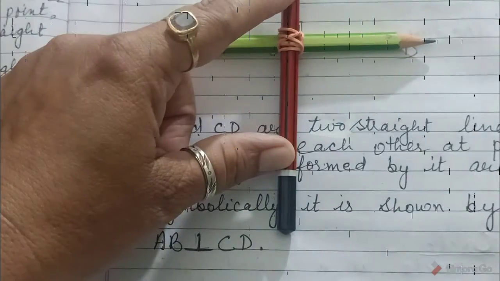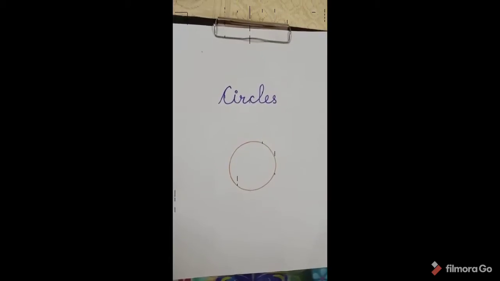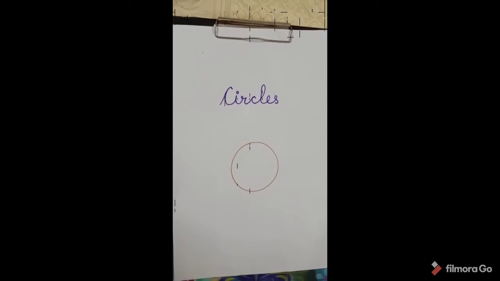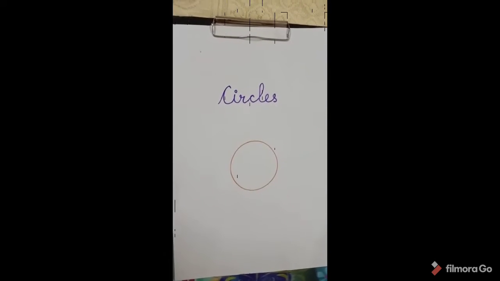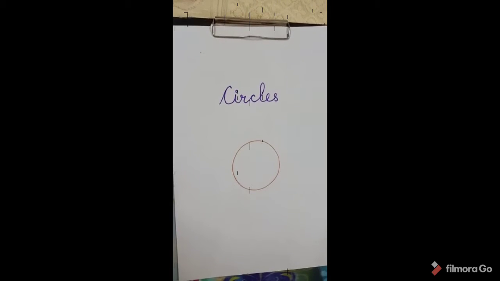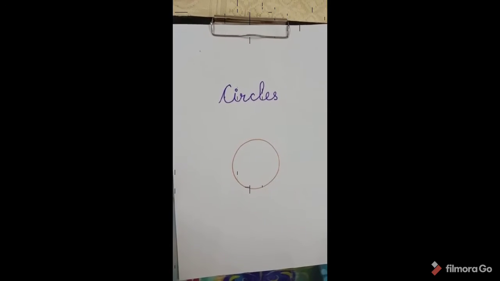Good morning, students. Today we will study about circles. A circle is a closed geometrical figure whose each point is equidistant from a certain point. This fixed point is called the center of the circle. So now let us study about circles.